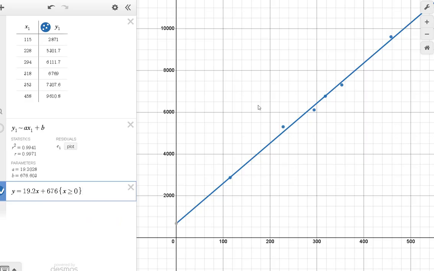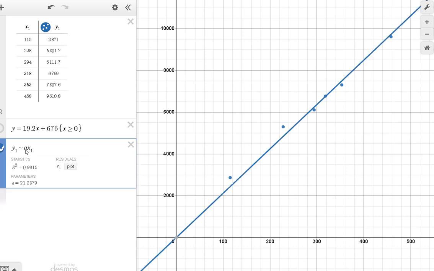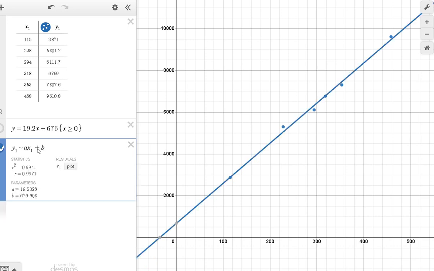Once you have your data plotted like this, I want you to try to figure out the equation of a line. By try to figure out, I really mean Desmos is going to figure it out for you. If you type in y with a subscript 1, then the tilde, for those of you who've taken Spanish, then x with a subscript 1, plus b, that'll give you your linear regression.